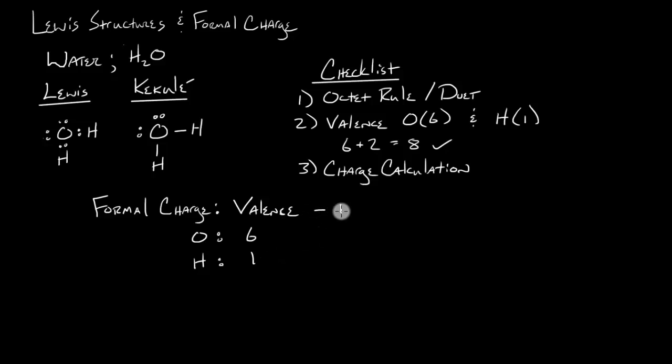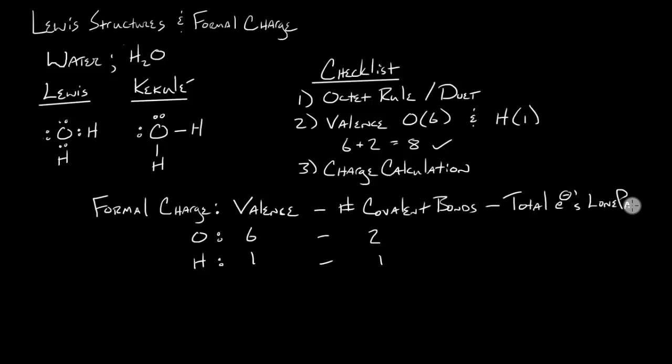Then we're going to subtract the total number of covalent bonds. So we're going to take the covalent bonds and subtract that. If you think about the oxygen, if you look up here, this oxygen has 2 covalent bonds, so we're going to subtract 2 from that. And for the hydrogen, this one particular hydrogen has 1 covalent bond, so we're going to subtract 1 from that. And then the final step is to subtract the total electrons that act as lone pairs.